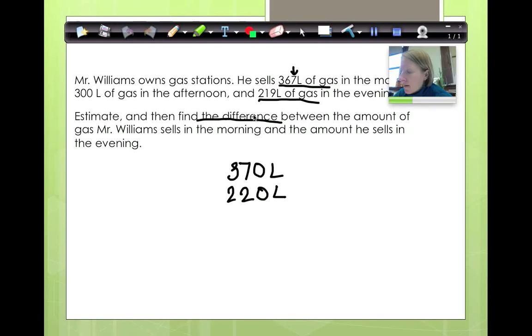So we're going to subtract. Here we go. Bring down your label so you don't forget. 0, 7 take away 2 is 5. 3 take away 2 is 1. So it's about 150 liters. We cannot say it is 150 liters because that would be the same as saying it is equal. It's about.